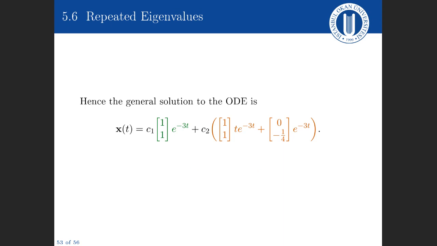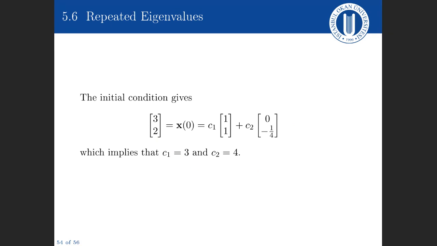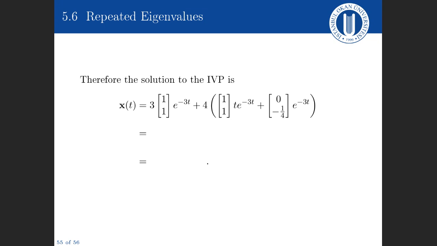To finish the question, we need to find the constants C1 and C2. The initial condition given in the question was that I wanted x of 0 to be equal to (3, 2). To satisfy this, we need to have the constants 3 and 4. So we can calculate the solution to the initial value problem. And this is a correct answer, but I want to simplify this a little bit. I could write this as (3, 2) e to the power minus 3t plus 4 (1, 1) t e to the power minus 3t. Or I could write this as (3 plus 4t, 2 plus 4t) e to the power minus 3t.